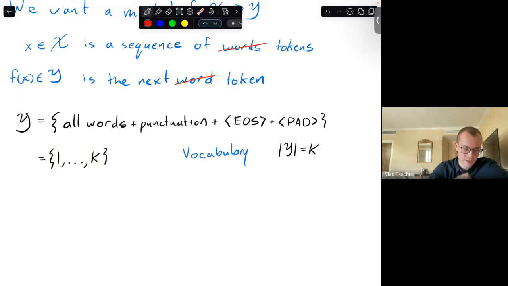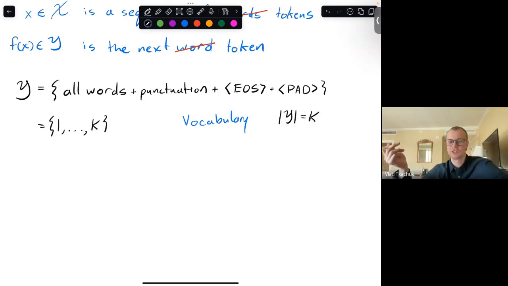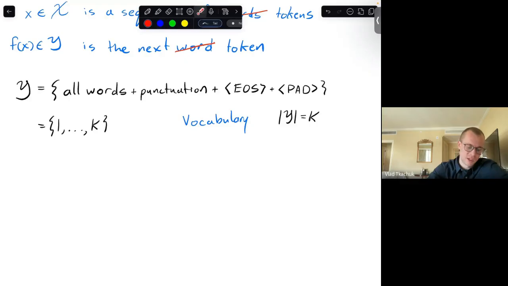So hopefully that makes sense. This is just your set of tokens, and you describe every token. If there are, let's say, 50,000 words in the English language, you describe each one of those 50,000 words by just a number from 1 to 50,000. So you end up with a multi-class classification problem, where you need to output which class, or which token, you think is the correct next output. That is equivalent to outputting a number between 1 and K.